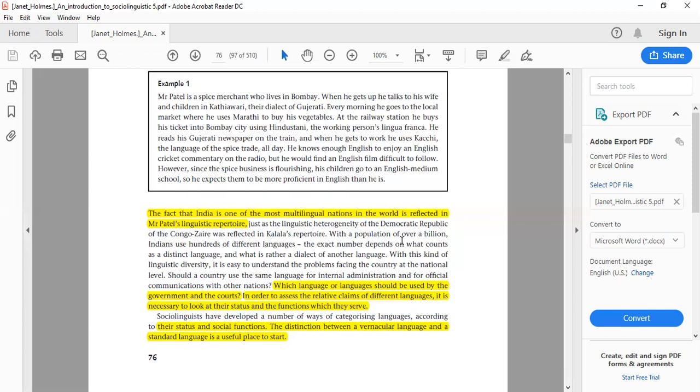So the type of languages that we are going to discuss in this class are going to be vernacular languages and standard languages. Can anyone give me the definitions, or maybe just explain what are vernacular languages and what are standard languages?